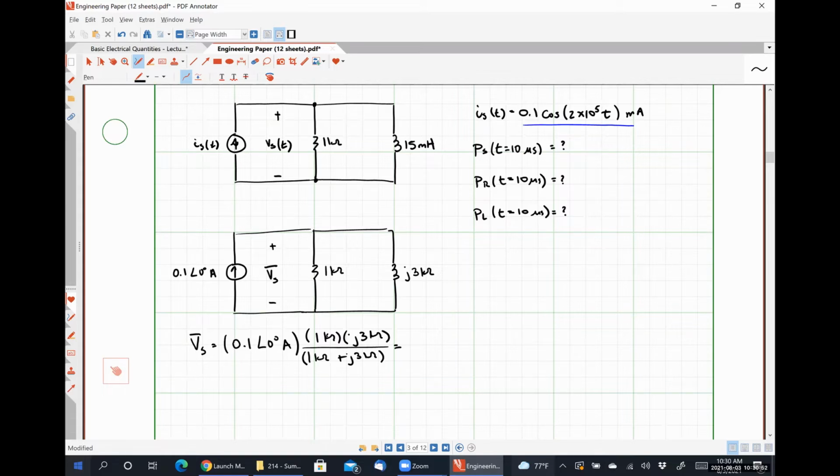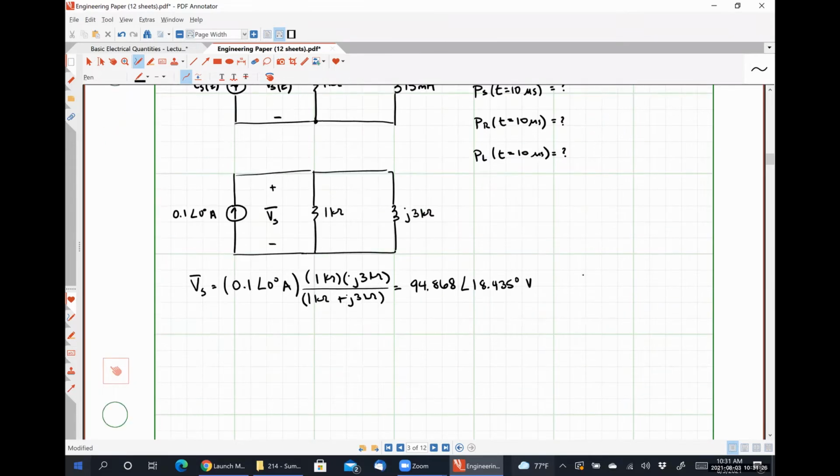So you should be getting 94.868 with an angle of 18.435 degrees volts. So we got the same answer, but yours is off by a factor of 1,000. So make sure to pay attention to the units and stuff like that, or you can make simple mistakes.